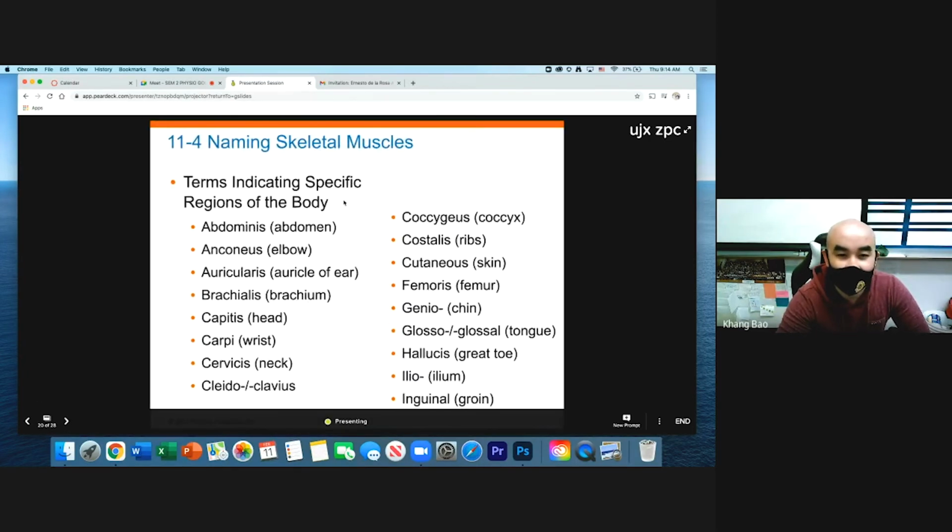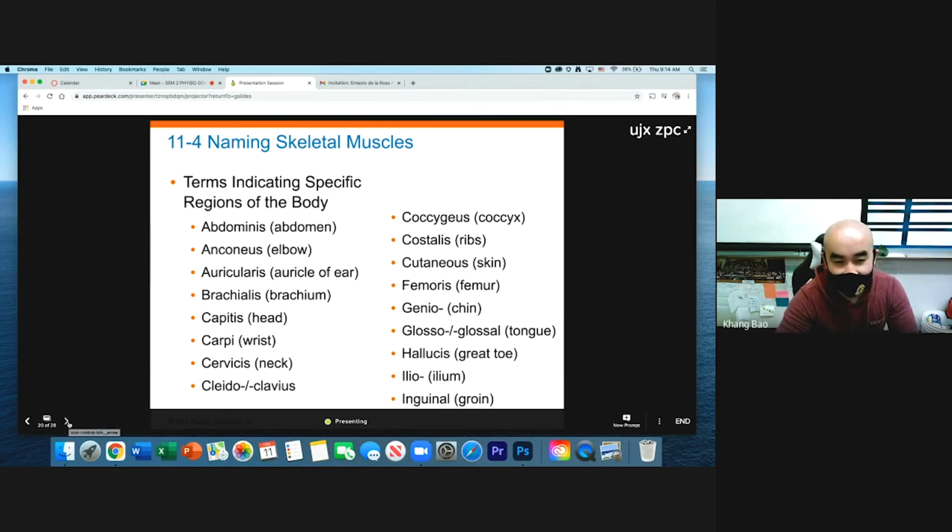They can also name them by region of the body. Abdominis has to do with the abdomen. Cubiti has to do with the elbow. Brachialis has to do with the arms. Capitis has to do with the head. Carpi has to do with the wrist, and so on. So there are multiple ways.